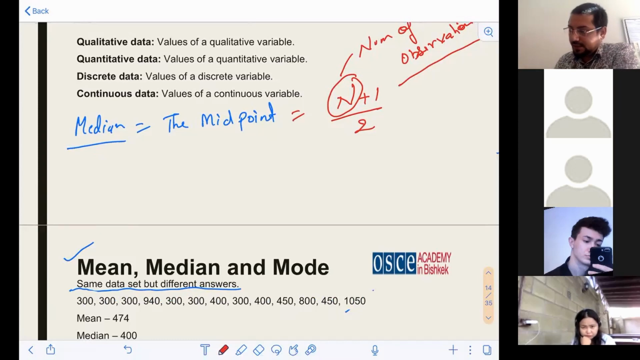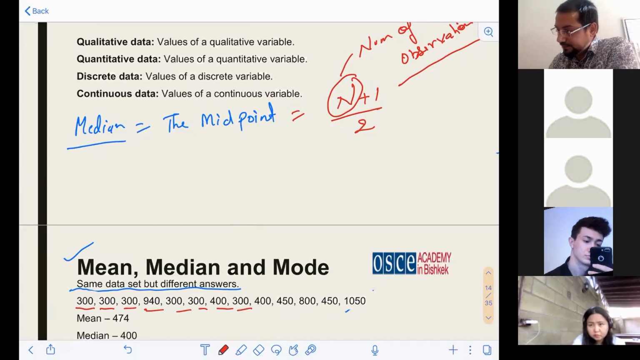Let's say, for example, 300, 300, 300, then we have 940, then we have 300, and then we have 400, then again we have 300. So here there is no order. So in median, always put in an order. Either it should be in descending order or ascending order, it does not matter. What matters is that it should be in an order. So let's put it in an order.